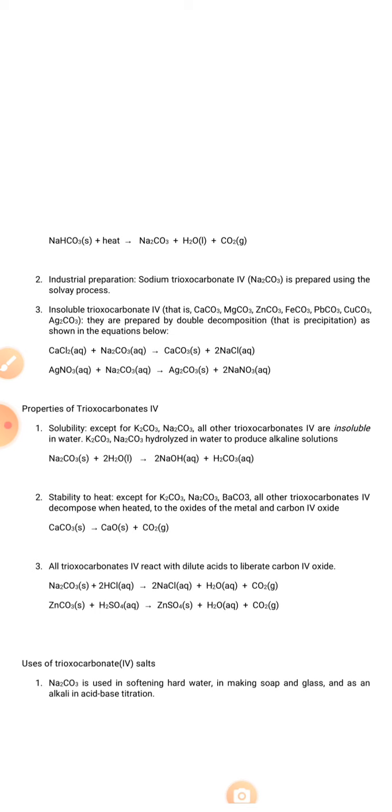So let's talk about the properties of trioxocarbonate(IV). Solubility, that's number one. I told you those that are soluble: K2CO3 is soluble, Na2CO3 is soluble. So you see solubility there. The rest, all others, are not soluble. Number two, stability to heat.